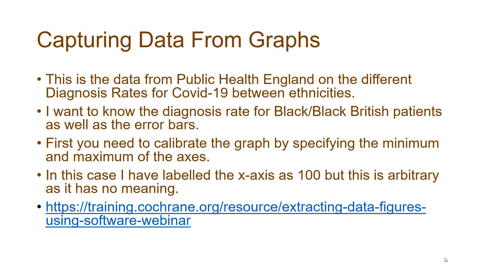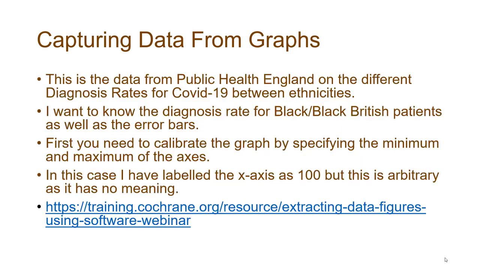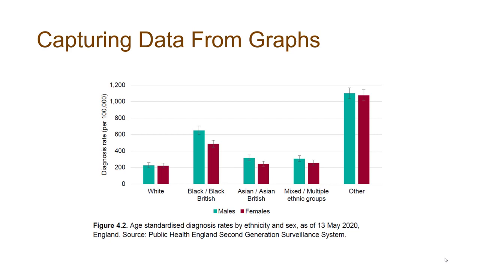That will happen to be for COVID-19. So I want to look and see if black British patients are having a different occurrence to others, because this was the idea that there might be an ethnicity effect within COVID. You've got a diagnosis per 100,000.